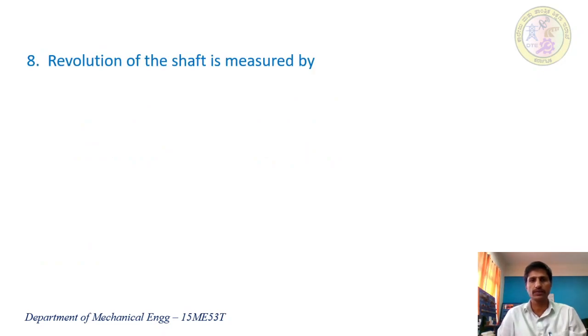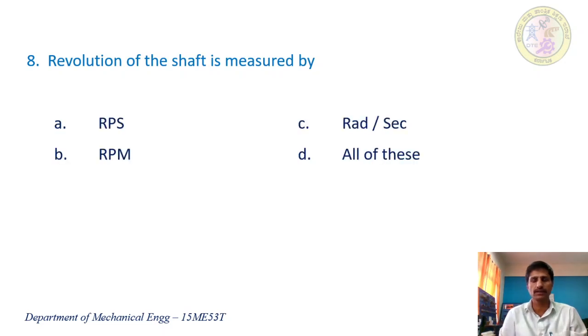Next MCQ is, revolution of the shaft is measured by: A, RPS, that is revolution per second, B, revolution per minute, that is RPM, C, radians per second, or D, all of this. Please give your answer. The right answer is all of this.